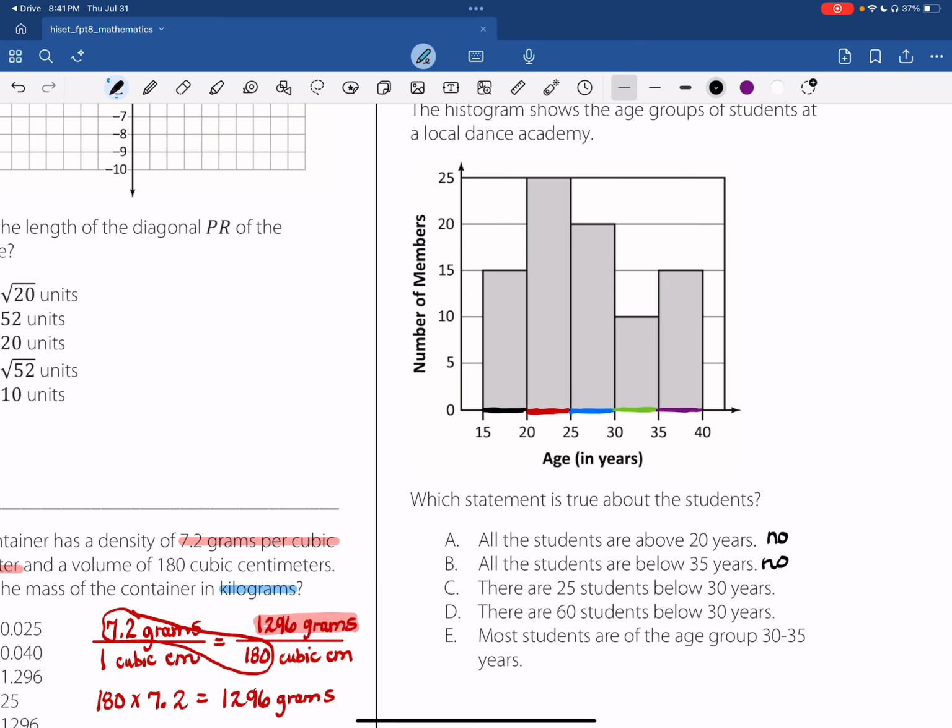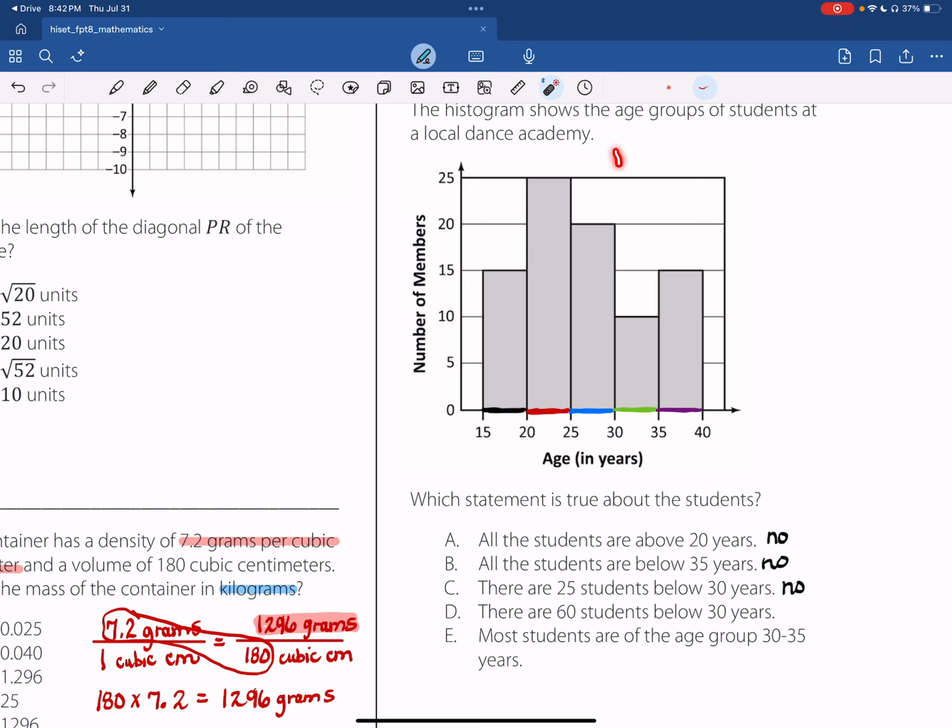There are 25 students below 30 years. Well, let's draw an imaginary line on the 30 years. How many students are below that imaginary line? Well, we have 25 plus 20 plus 15. So this is not a true statement. There are 60 students below 30 years.